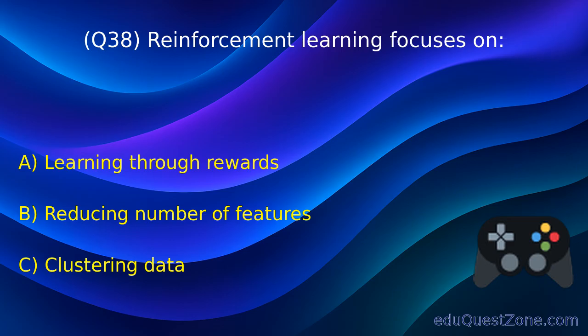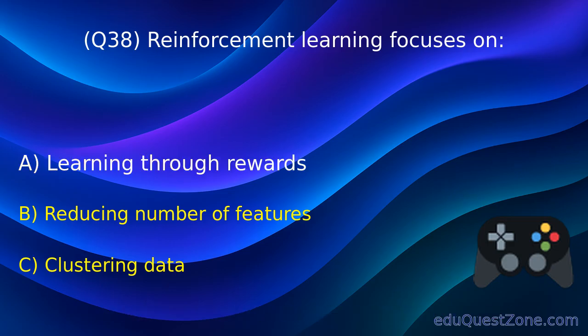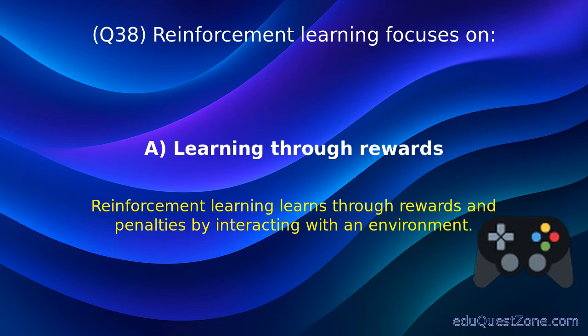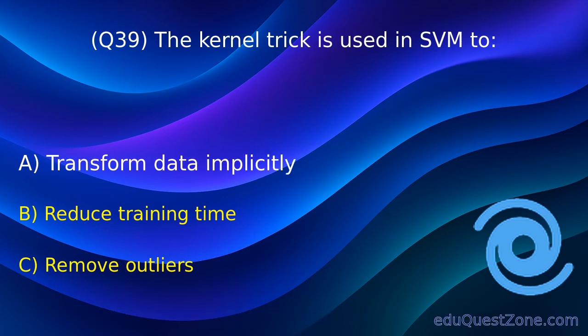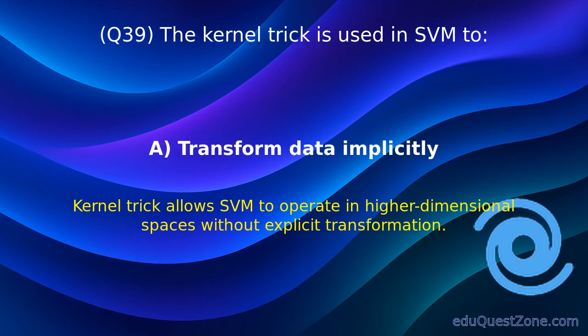Question 38. Reinforcement learning focuses on. Option A. Learning through rewards. Reinforcement learning learns from rewards and punishments. Question 39. The kernel trick is used in SVM. Option A. Transform data implicitly. Kernel trick lets SVM work in high dimensions without transforming data.